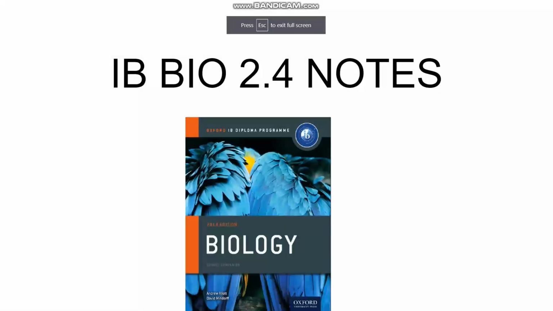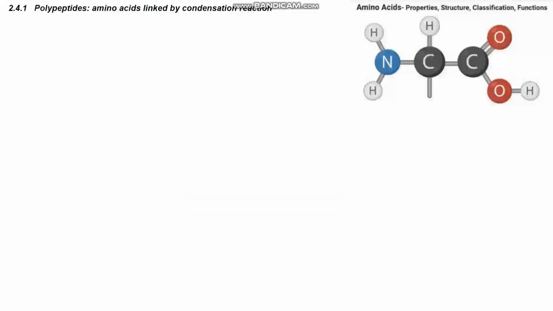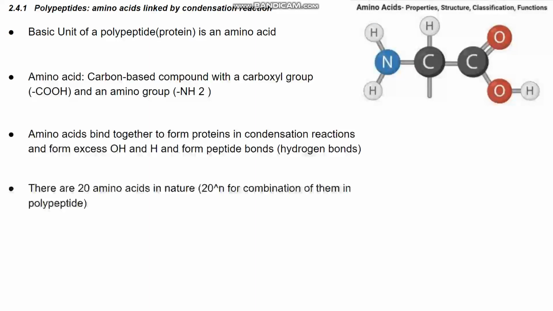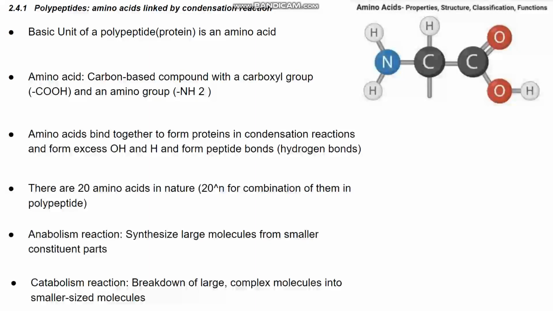So this is the IB Bio 2.4 notes. First up, I'm going to be talking about polypeptides, amino acids linked by condensation reaction. The basic unit of a polypeptide or protein is an amino acid.